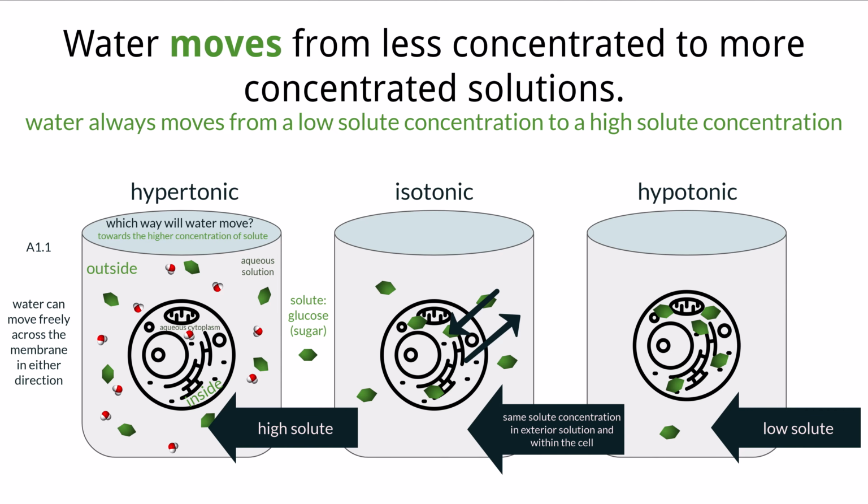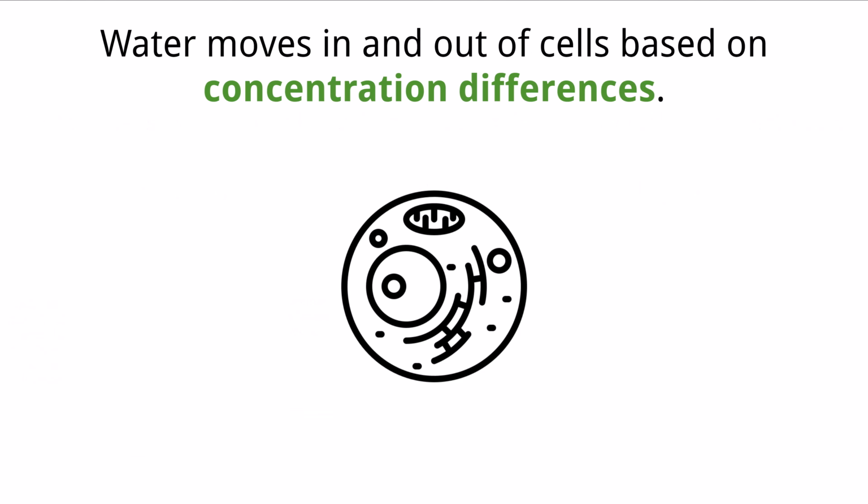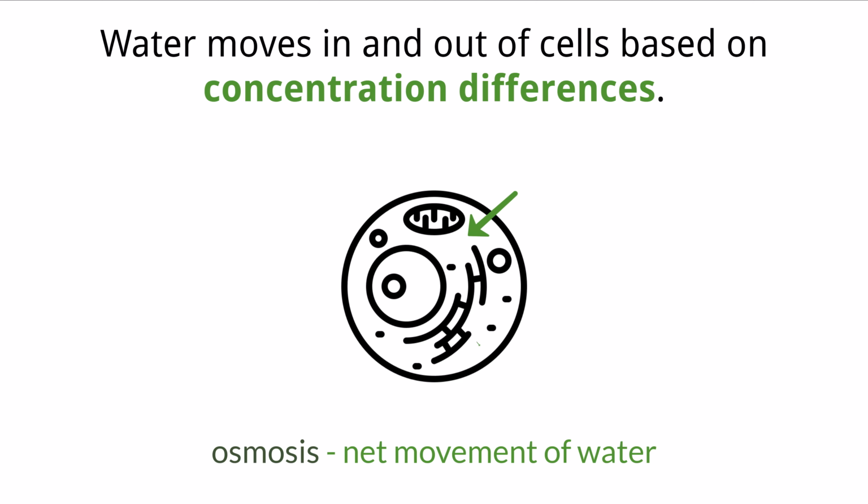Make sure you know the ins and outs of these three terms, including being able to explain them in terms of solute concentration for the IB exam. We covered this in detail on the last slide, but I want to note here that the net movement of water is called osmosis. And based on the solution a cell is in, especially within our body, the movement of water can be forced either into or out of a cell.